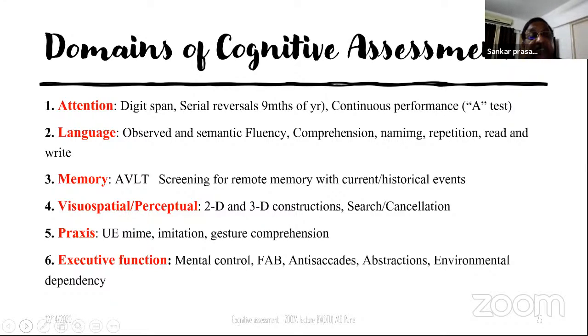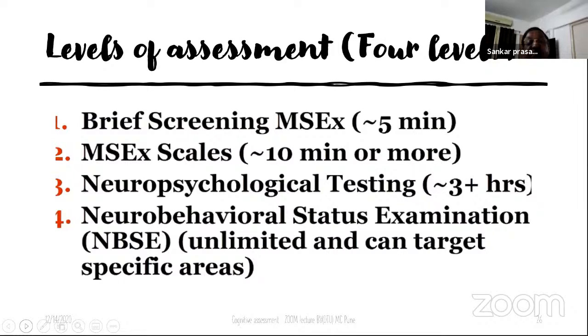So these 6 headings you should have in your mind that I'm going to do cognitive assessment, keeping in mind these 6 headings. And why and what are the levels of assessment? There are 4 levels, and first is screening, and there are tests which can be done in 5 minutes in the OPDs, and there are scales, that is mini mental status examination and MOCA, which will take 10 minutes or more. There is a detailed neuropsychological testing required whenever you require, that takes about 3 hours, and neurobehavioral status examination, it is unlimited and can target some specific areas.